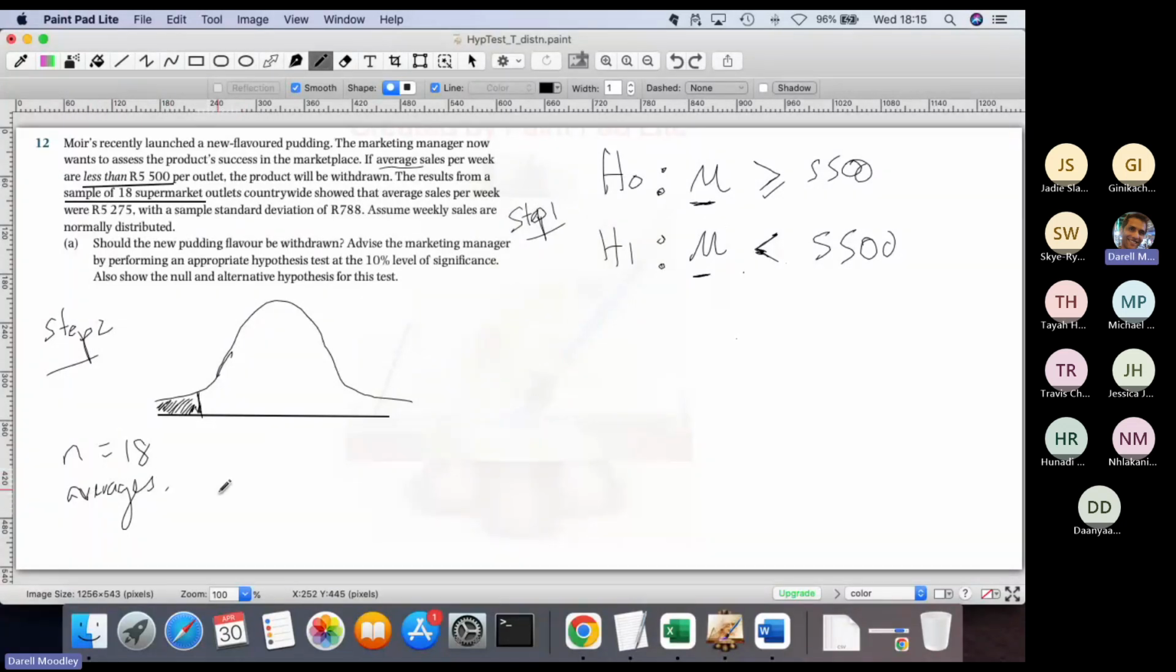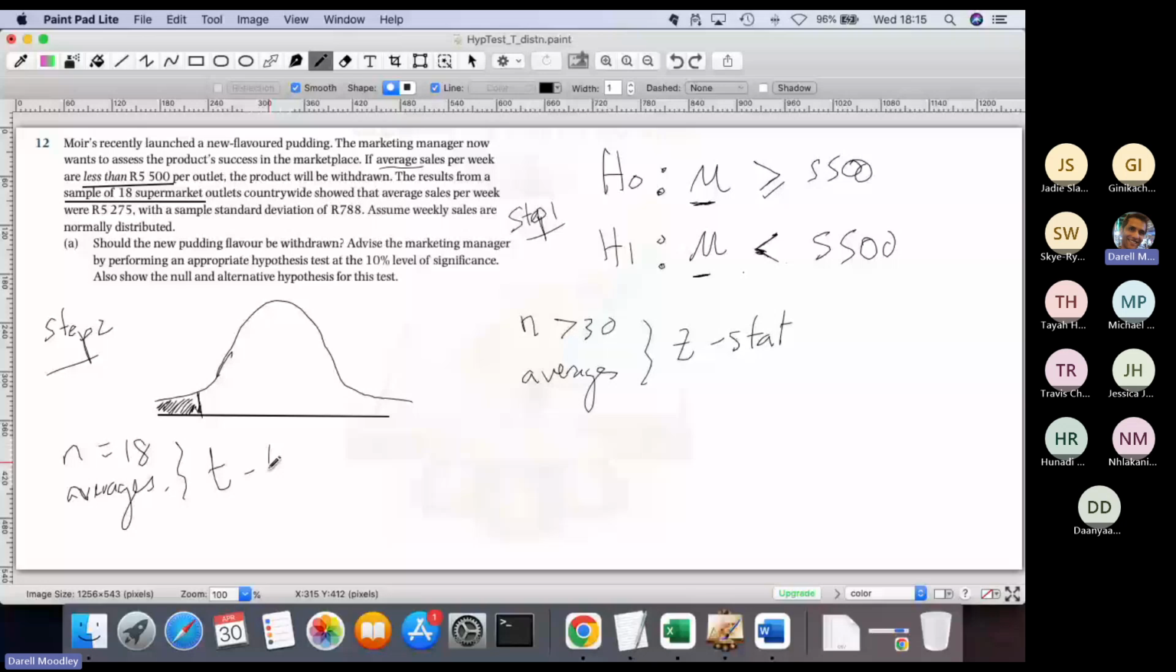Now, if you remember from last week's session, I told you that if your sample size n is greater than 30 and you are dealing with averages, then it is a Z statistic. But if you look at what we have now, your n is under 30. It's only 18, and you are dealing with an average. So when your n is less than 30, it is no longer a Z test. You are dealing with a T test.